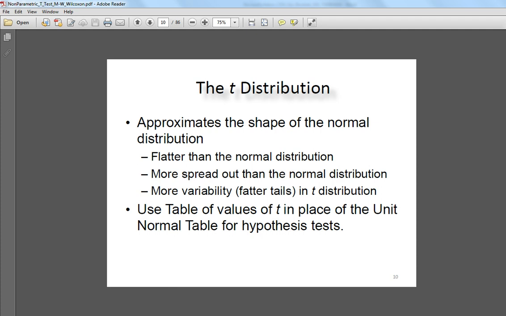So you will see that the feature of the t-distribution is that there's more variability, and it also has fatter tails. Just like your z-scores, we actually have the table of values for t also, in place of the unit normal table, for hypothesis testing. So you can use the table of values that's in the back of a lot of biostatistics books, but with computers nowadays you actually don't need to do that.